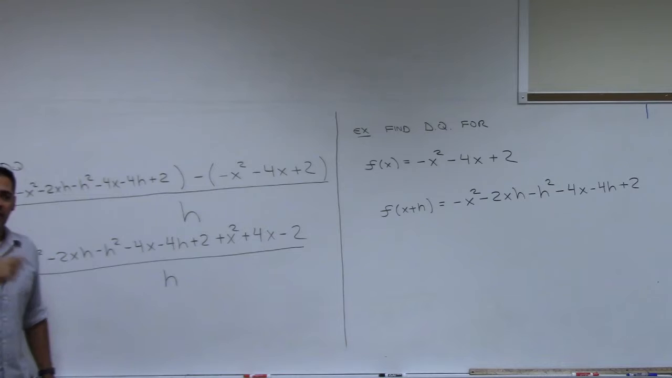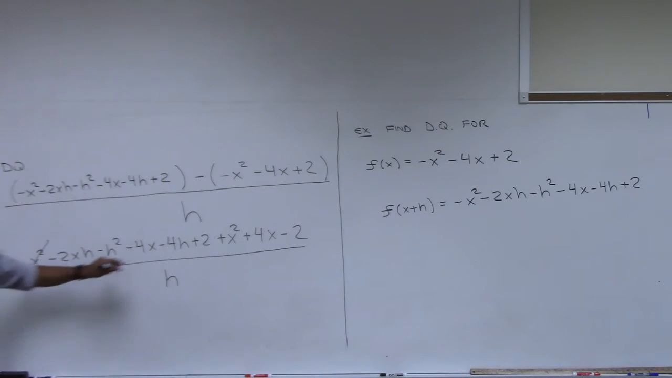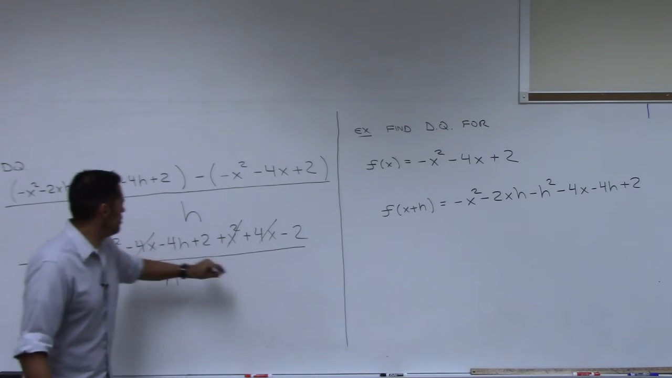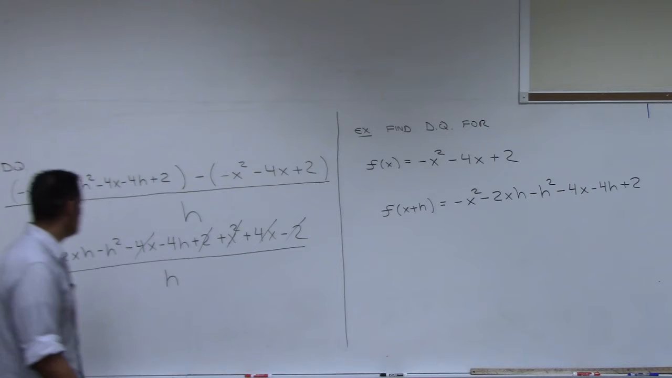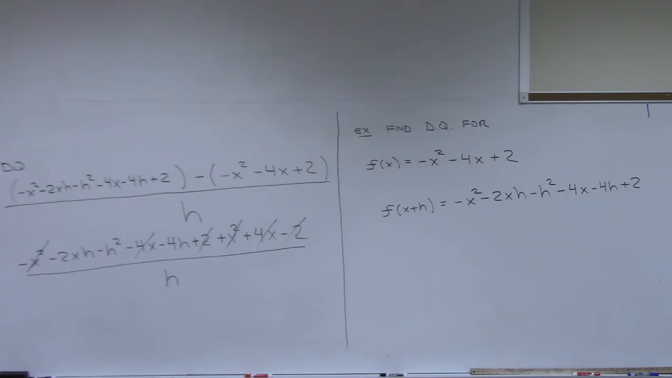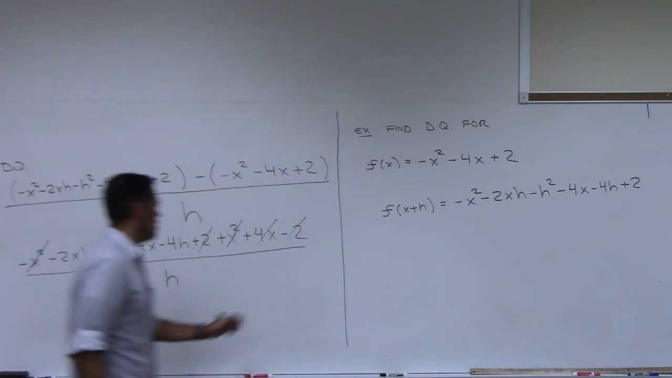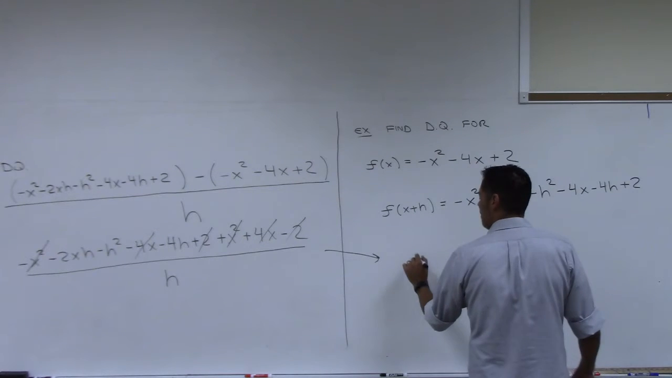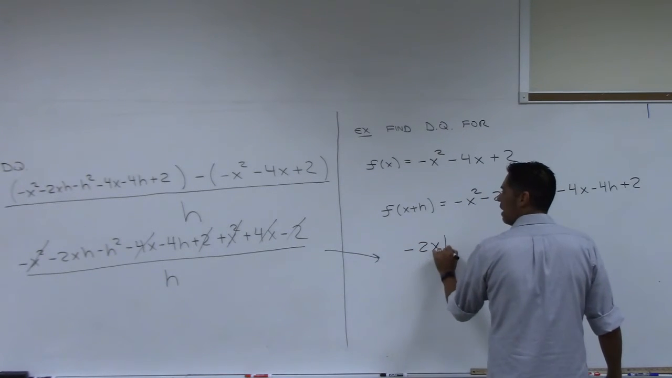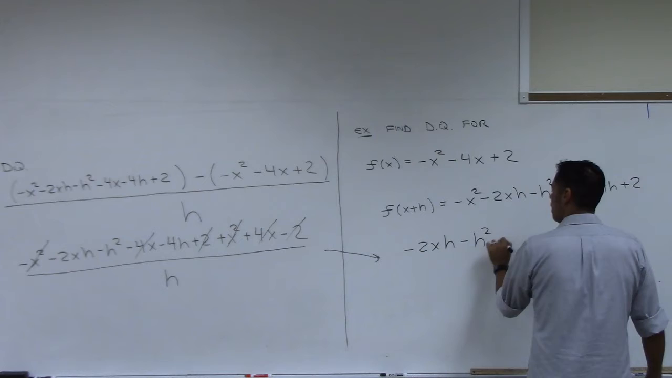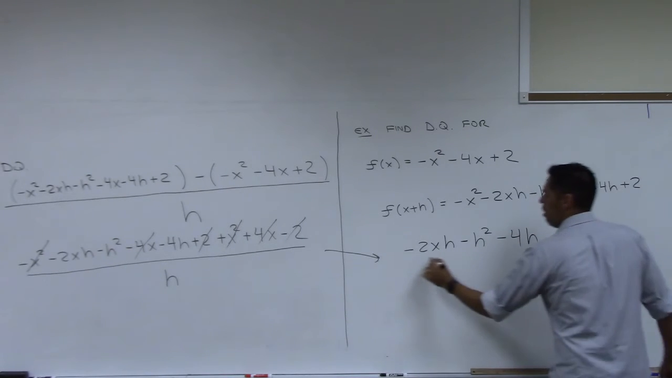But here's how you'll know if you're doing everything right. At this step right here, a bunch of stuff's going to cancel. X squared, 4x's cancel, the 2's cancel. Anything else cancel? No. What is still there though? What's left on top? Negative 2xh minus h squared minus 4h all over h.